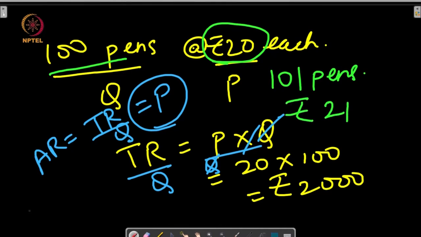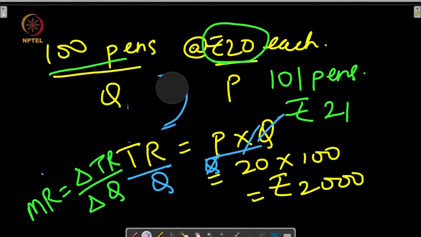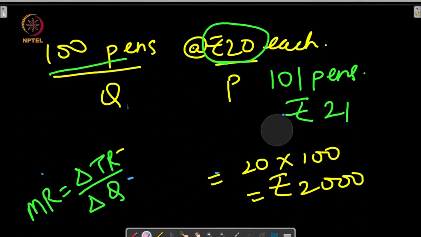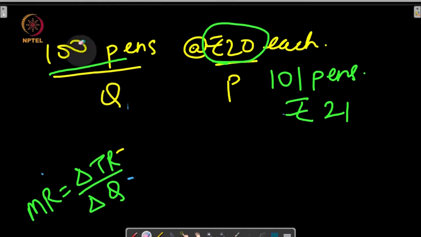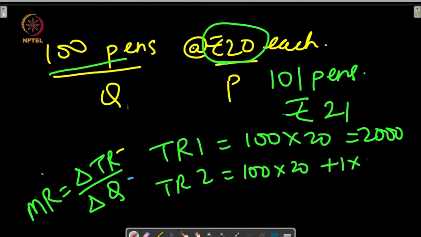So in that case, the marginal revenue will be given by the difference in the total revenue divided by the difference in the quantity. So what we are saying here is that the total revenue earlier, let us say we write TR1, is 100 into 20, which is 2000. Total revenue 2 is when the seller is selling 100 pens for 20 rupees and 1 pen for 21 rupees. So the total is 2021 rupees.